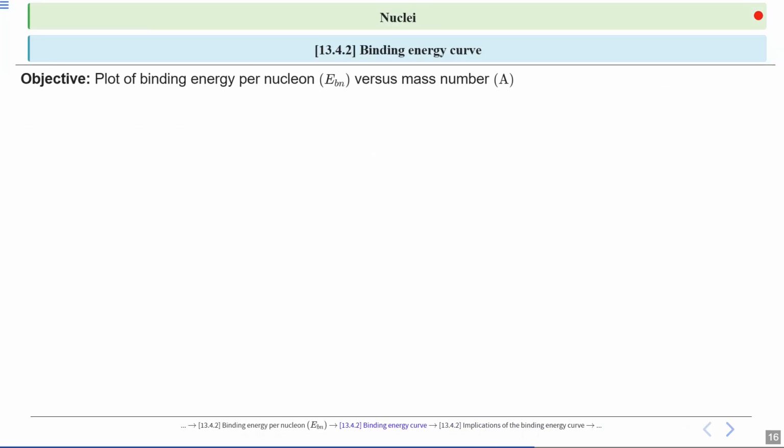Now we will see the graph between binding energy per nucleon and how it changes with mass number. Our main goal is to understand the plot of binding energy per nucleon, which we write as EBN, versus mass number A. Binding energy per nucleon tells us how tightly the nucleons, protons and neutrons, are held together in a nucleus. The higher this value, the more stable the nucleus is. Let's see what the curve looks like and what it tells about the different elements.